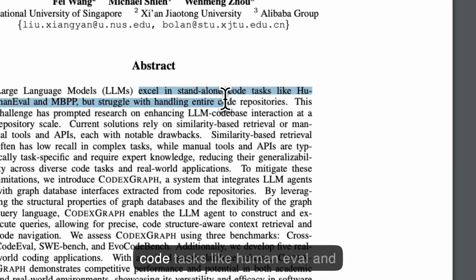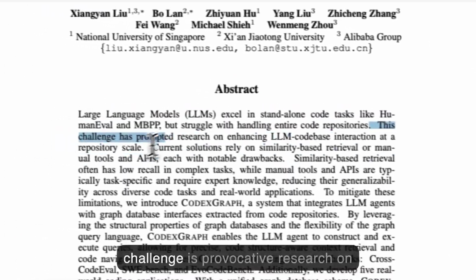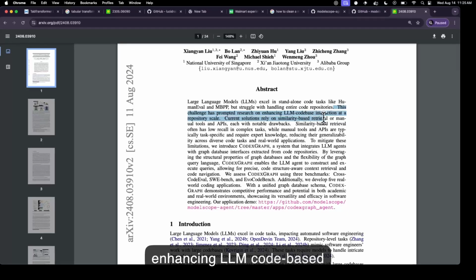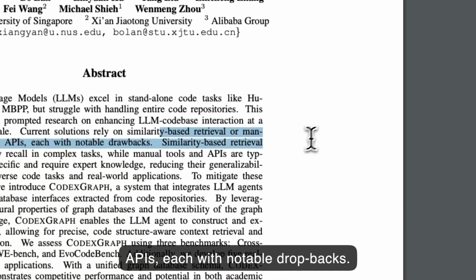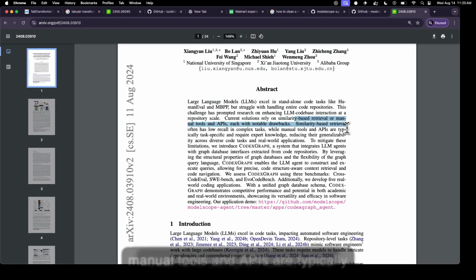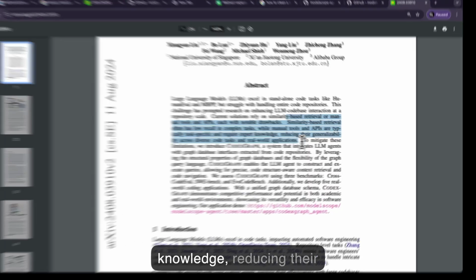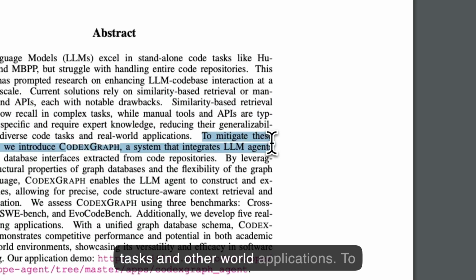LLMs excel in standalone code tasks like HumanEval and MBPP, but struggle with handling entire code repositories. This challenge has prompted research on enhancing LLM code-based interaction at a repository scale. Current solutions rely on similarity-based retrieval or manual tools and APIs, each with notable drawbacks. Similarity-based retrieval often has low recall in complex tasks, while manual tools and APIs are typically task-specific and require expert knowledge, reducing their generalizability across diverse code tasks and real-world applications.